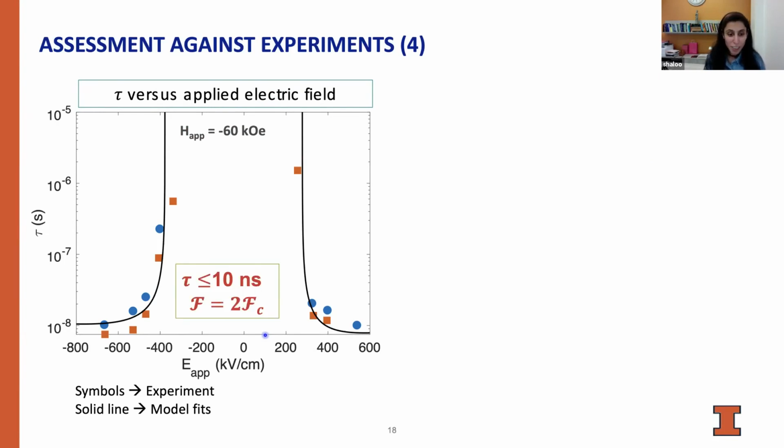And then they measured a time scale that's less than 10 nanoseconds for a magnetoelectric pressure that is twice the coercive pressure. But we have to remember that the magnetic field is huge in this case. One might be able to reduce the time scale if we had a ferromagnetic-free readout, perhaps.